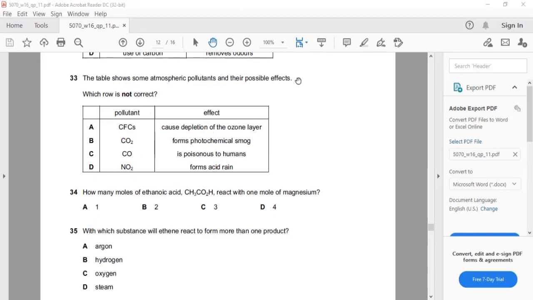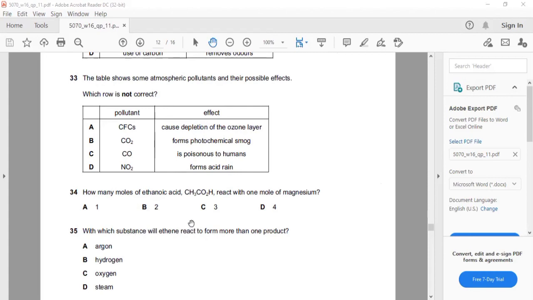So how many moles of ethanoic acid react with 1 mole of magnesium? Very simple, straightforward question. If you just write the equation, magnesium plus ethanoic acid gives magnesium ethanoate plus hydrogen. So 2 is the answer if you balance it.